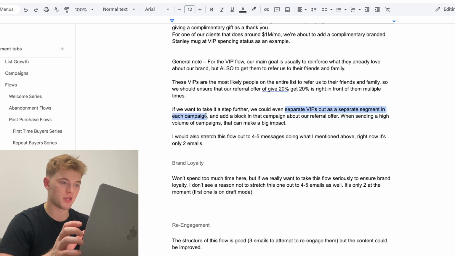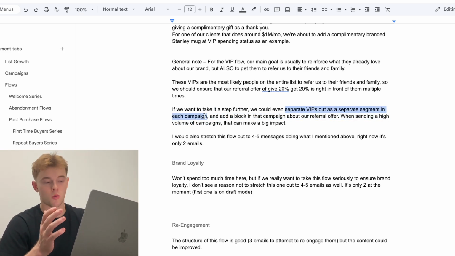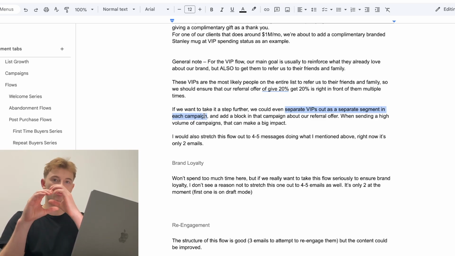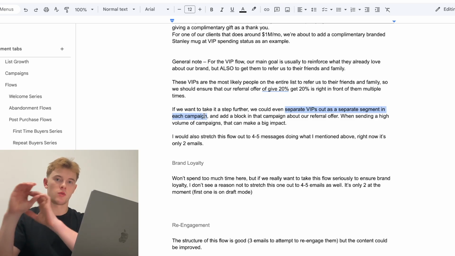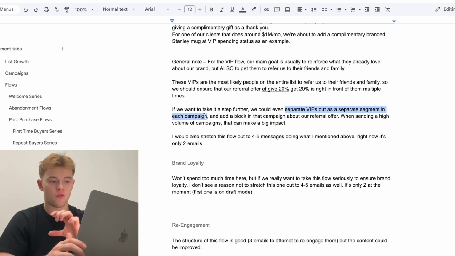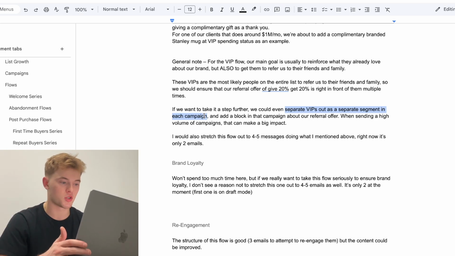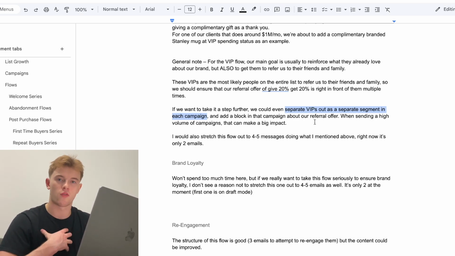The other thing I mentioned here is that we could separate the VIPs out as a separate segment in each campaign. So essentially in each campaign that they send, which like I said earlier is almost daily, you would duplicate that campaign and send it only to VIPs, and then of course exclude the VIPs from the original campaign, and then highlight the referral offer at the bottom of each of those emails specific for the VIPs, because they're more likely to take action on it. Because they've bought so many times, they're much more likely to refer us to their friends or family.